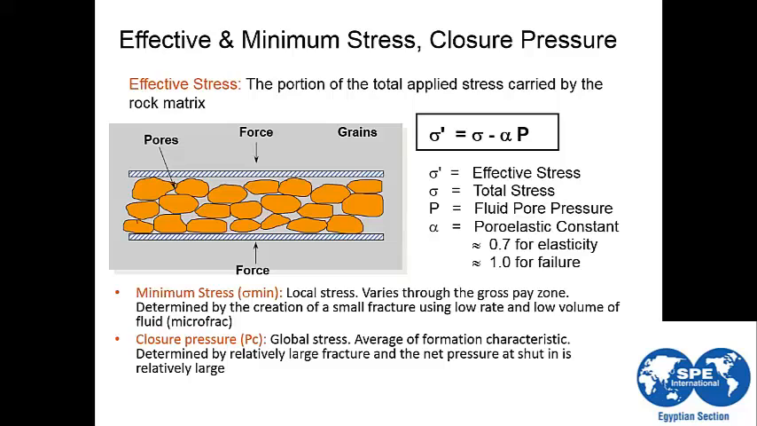Okay, the closure stress is the stress on the fracture face trying to close the fracture again. So to keep the fracture open, you need to apply pressure from inside the frac higher than this closure pressure, because if the pressure inside the fracture is less than this closure pressure value, your frac will start to close.